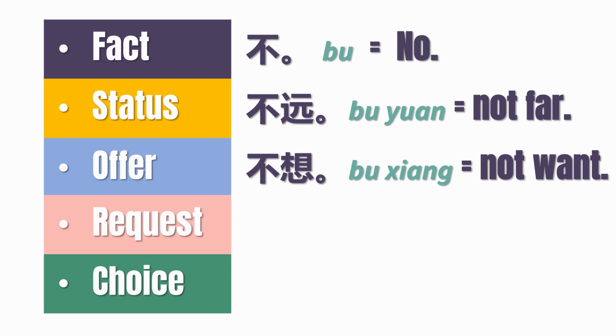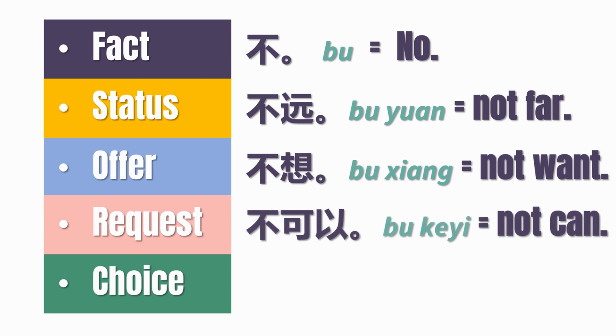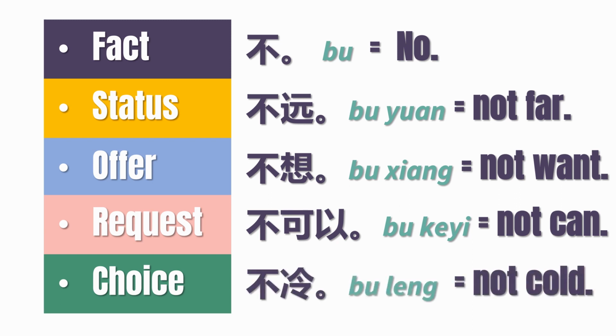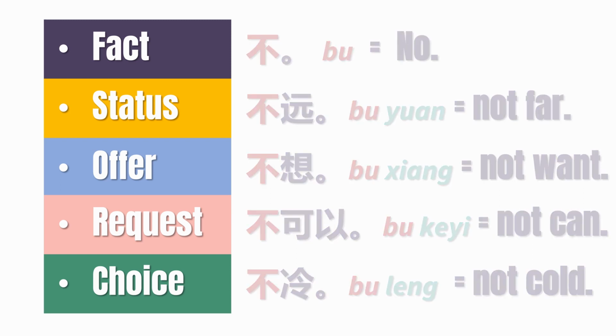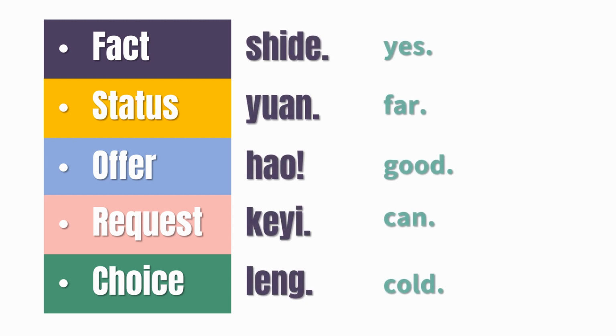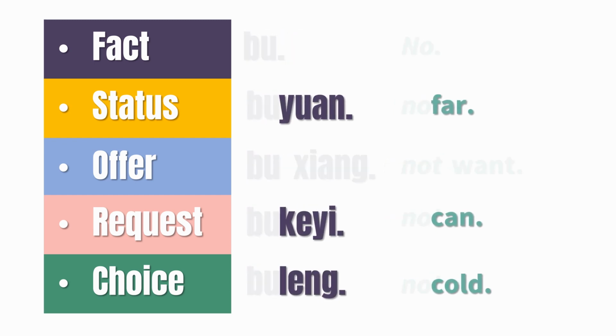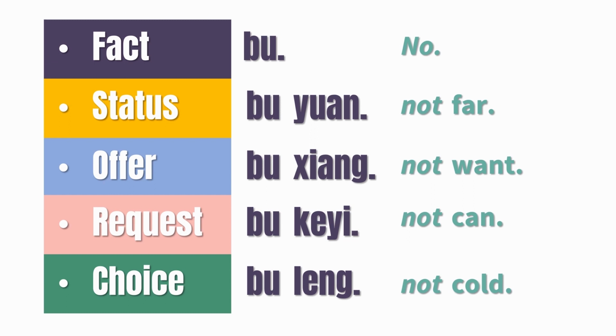Would you like some tea? 你想喝茶吗? 不想 or 不用了。Can I watch TV now? 我可以看电视吗? 不可以。Are you cold or not? 你冷不冷? 不冷。They all share one similar element. 不. And this is why 不 should be considered as the equivalent of no in English.